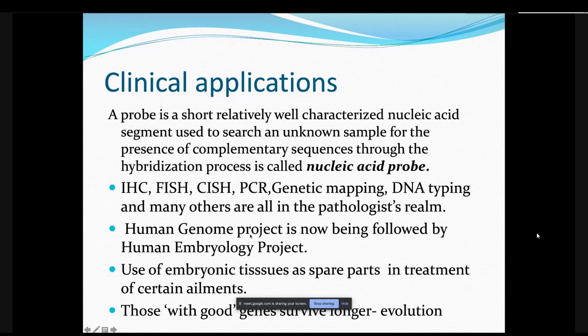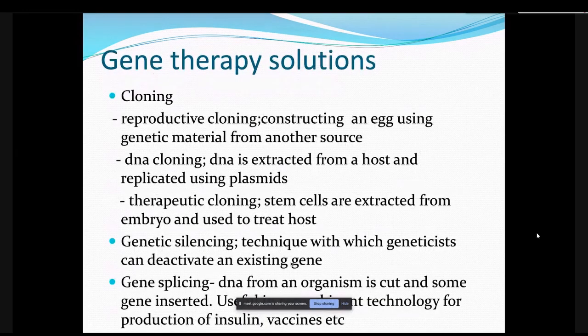Okay, and as you know, there's a human genome project which has identified all the genes and their activities. Okay, and now the key area that is now ongoing is use of embryonic tissues as spare parts in treatment of certain ailments, which ethically has not been approved. And there are many other gene therapy solutions. For example, cloning, which is more developed in plants and animals more than in human beings. So there's reproductive cloning, there's DNA cloning, and also there is therapeutic cloning.